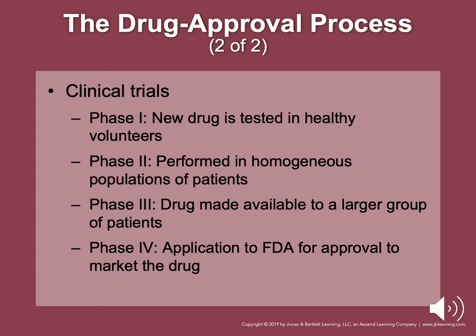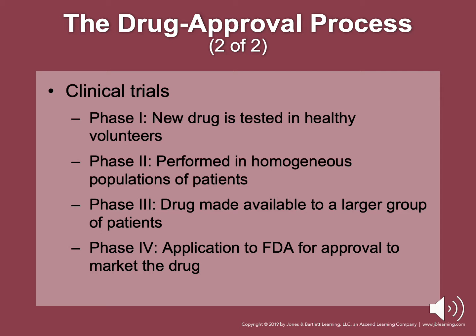In phase 3, the drug is made available to a larger group of patients, usually several thousand. Studies usually last several years, evaluating efficacy and monitoring the nature and incidence of side effects that may occur. Phase 4 is the application to the FDA for approval to market the drug. It compares the new drug with others on the market and examines long-term efficacy and cost effectiveness.